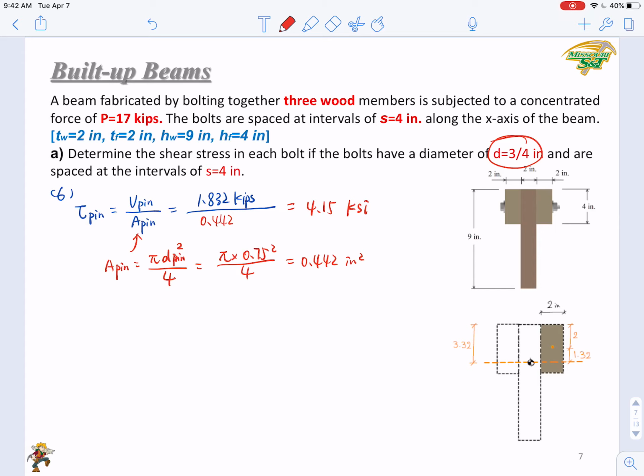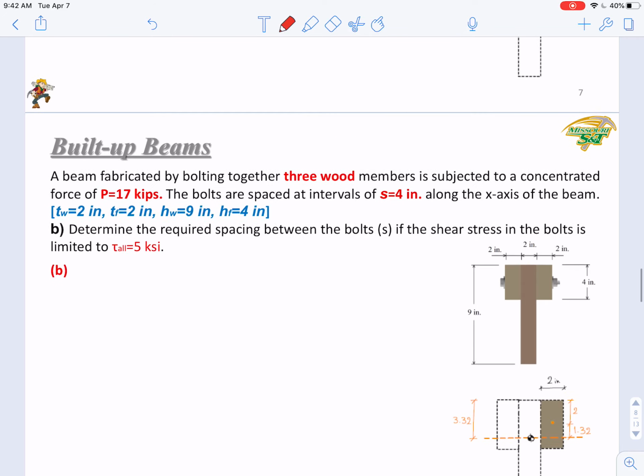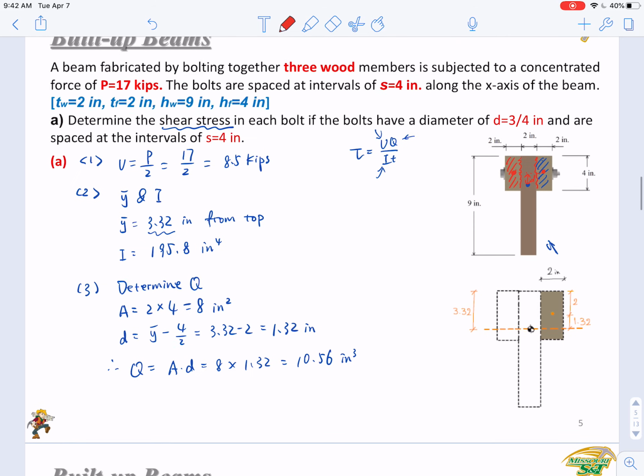We just determined the shear stress in each bolt given the diameter of the bolts and the space between bolts. And part B is a design problem. It's to determine the required spacing between the bolts if the shear stress in the bolt is limited to an allowable stress of 5 ksi. So how do we design this problem? You can review the 6 steps we used to analyze the stress in the bolt.